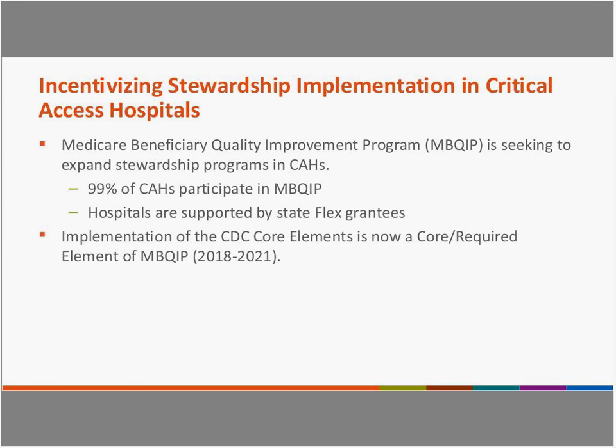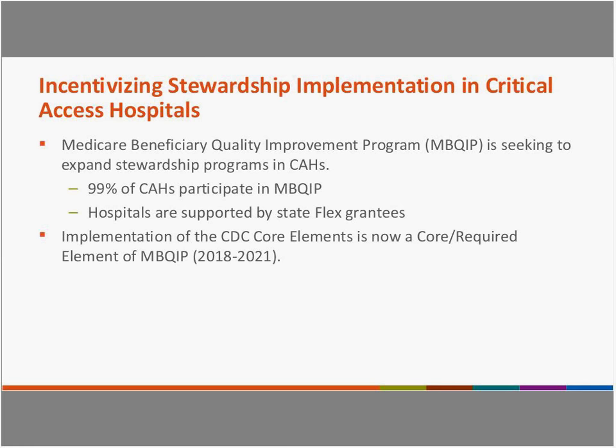The Federal Office of Rural Health Policy runs a grant program for critical access hospitals. It's called the Flex Grant Program. And in order to qualify for those monies from the Flex Grant, the critical access hospitals must participate in a quality improvement program called the Medicare Beneficiary Quality Improvement Program. And so about 99% of critical access hospitals participate in this MB-QIP program in order to access those Flex Grant funds.